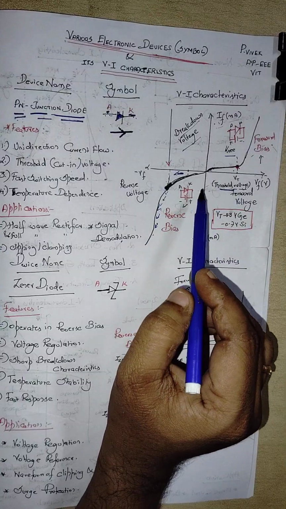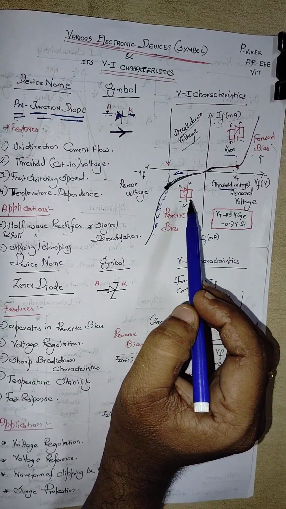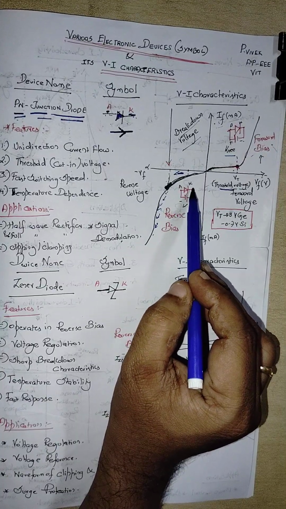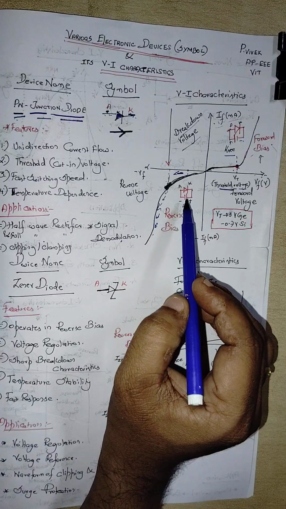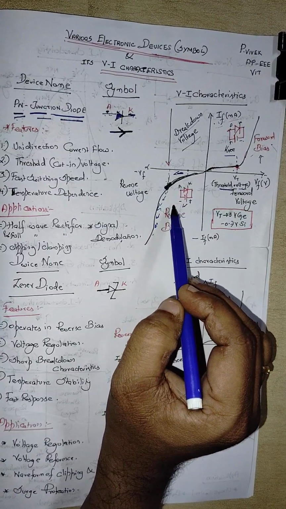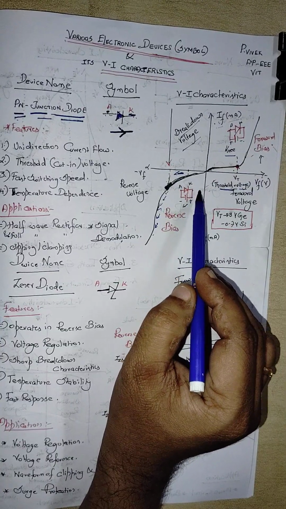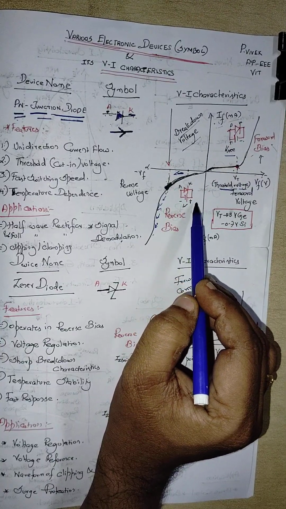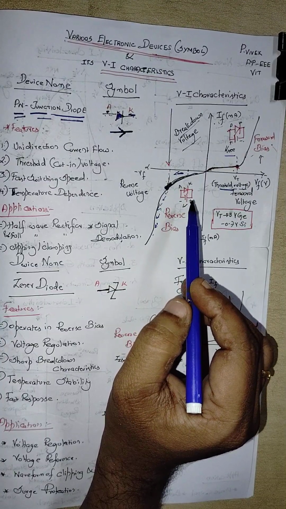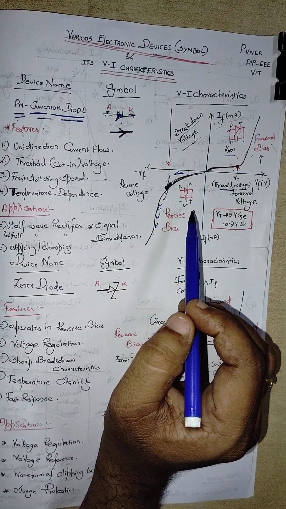So next one is the reverse bias operation. In the reverse bias operation, the negative terminal of the battery is connected to the anode and the positive terminal of the battery is connected to the cathode. So the holes in the P region will be attracted toward the negative terminal and the electrons in the N region will be attracted toward the positive terminal of the battery, so that the width of the depletion layer gets widened.